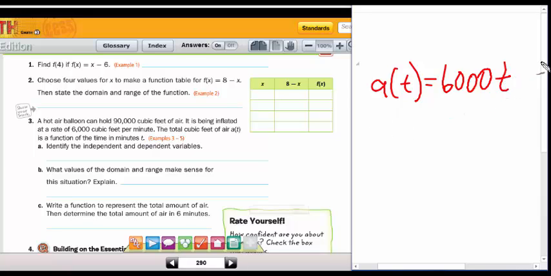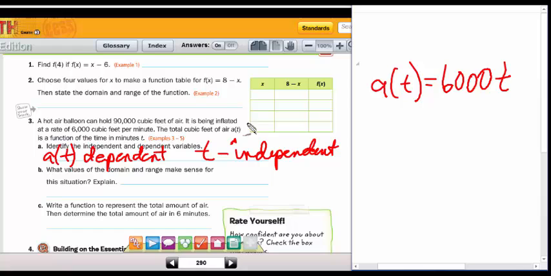So the first thing we need to do is identify the independent and dependent variables. Air, A of t, is the dependent variable, and the time t is the independent variable. Think about it. Time does not really depend on anything, but in this particular case, the air does not depend on time. The time is independent. The number of minutes that we're pumping air determines how much air ends up in the balloon, so that would make that the independent variable.